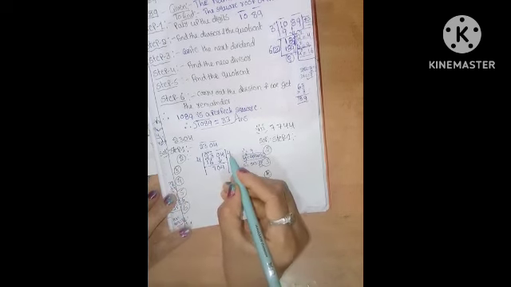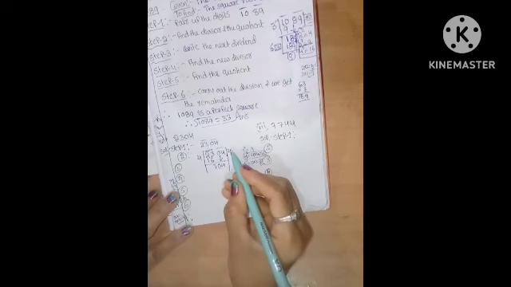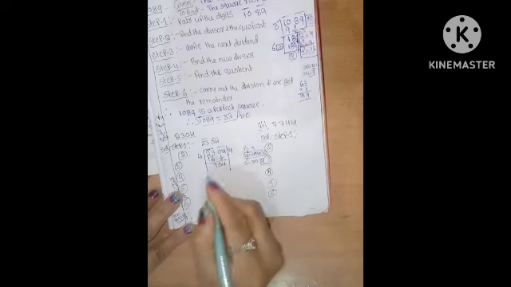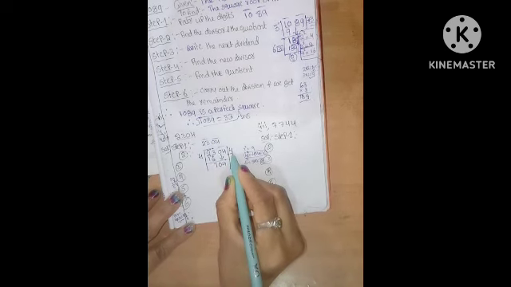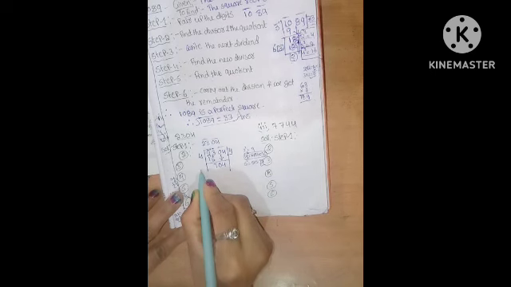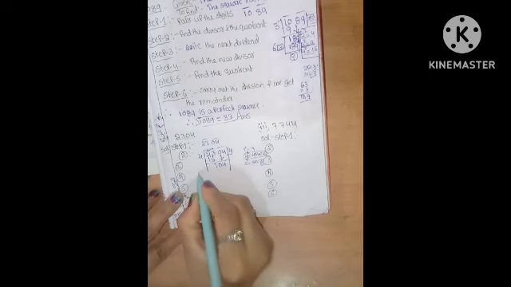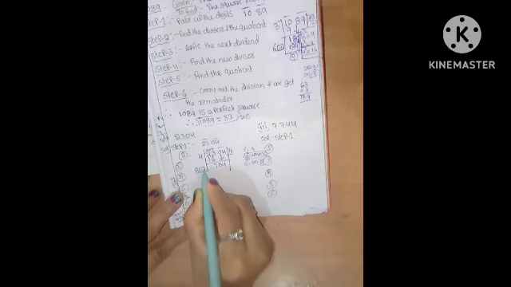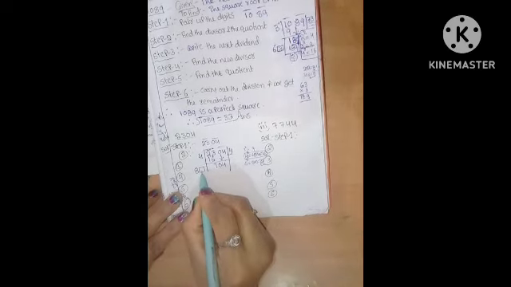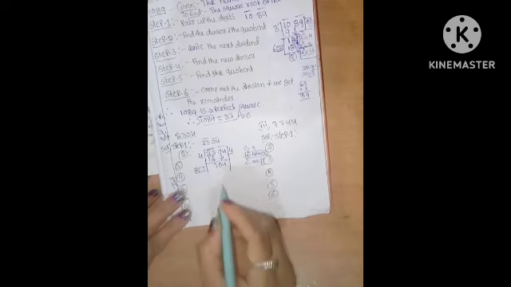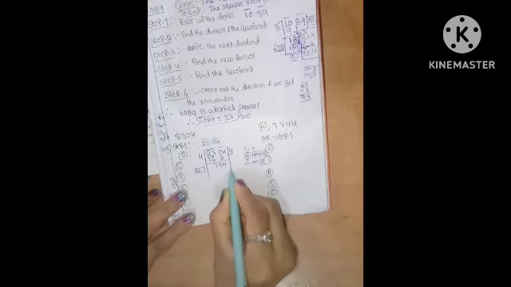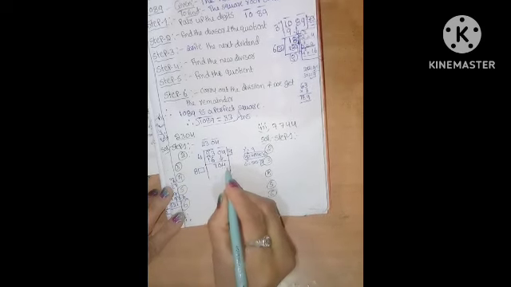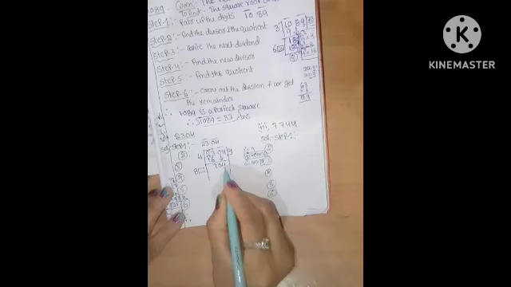Next step, find the new divisor. That is the fourth step. Double the quotient. Here the quotient is 4, so double of 4 is 8. You have to write 8 in the empty box, on the right side of the divisor. This is the new divisor. The new divisor's last digit is 4 only.